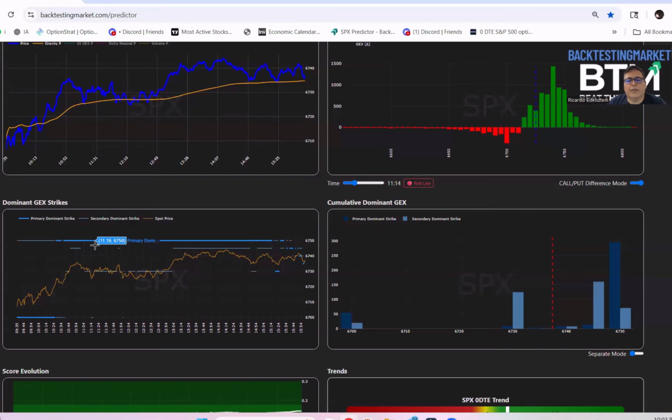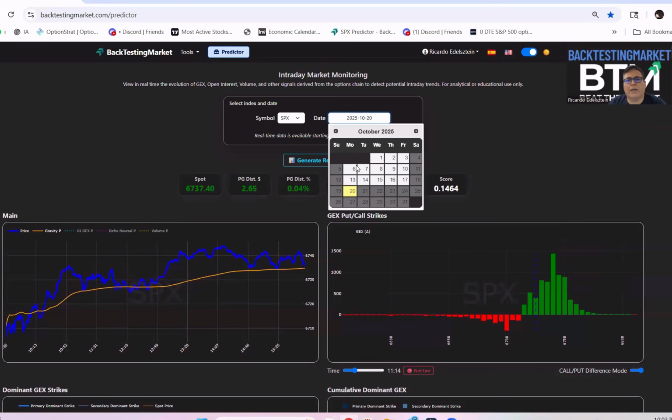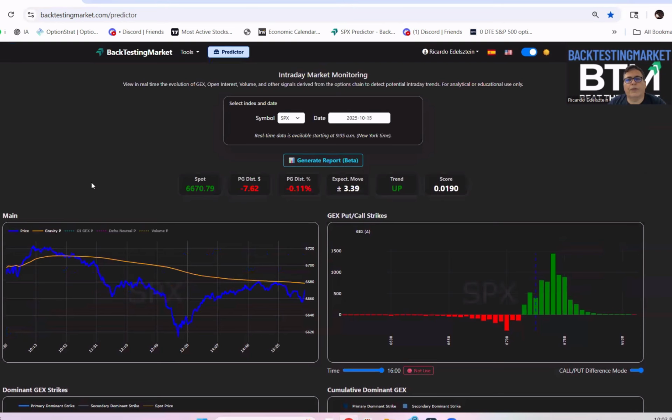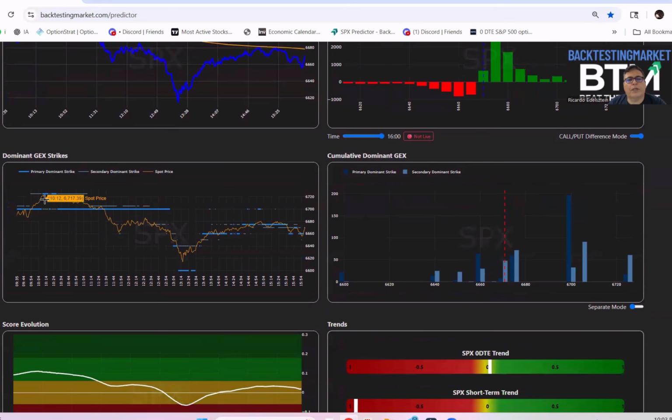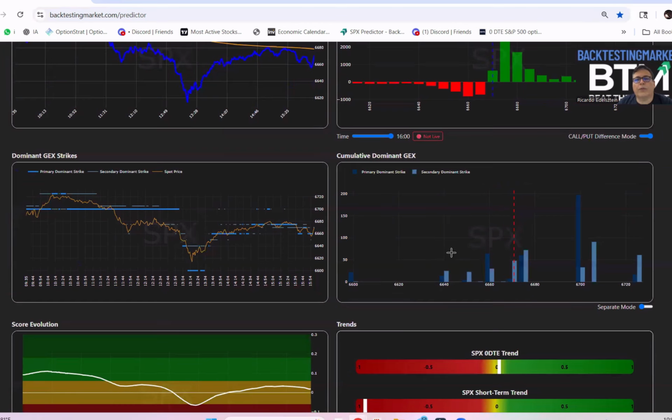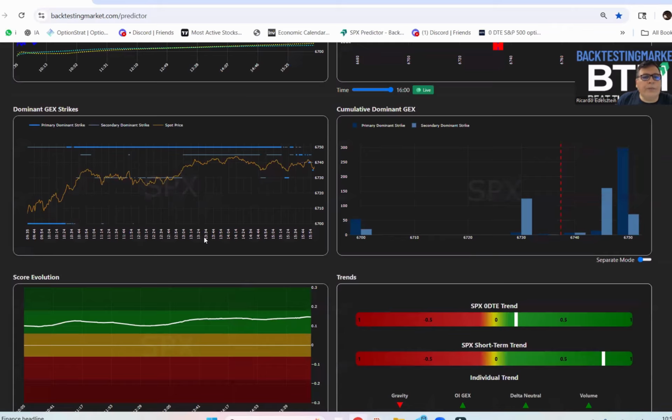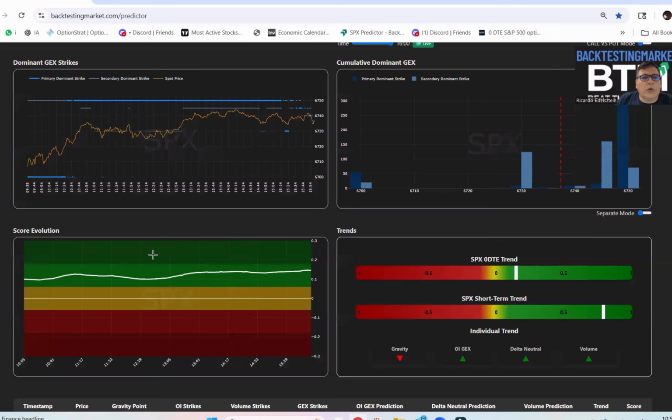The thicker the blue line, the higher the concentration, which in many cases acts like a magnet, attracting the price to go there. We can go back in time and check how it was performing at those times. You see, from the beginning, it tries always to hit the thicker line. We have also the cumulative dominant GEX. You will see the day accumulation and the number of times each position has been repeated, and it will be added. Now let's go to the score evolution.